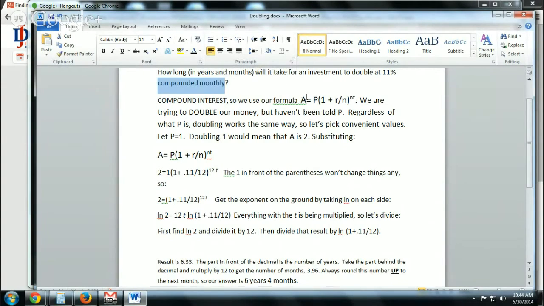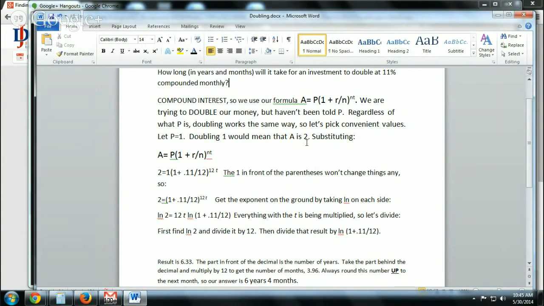So that means I'm going to use the compound interest formula that we've seen before. We're trying to double our money, but we haven't been told what P is. No matter what the P is, doubling is going to work the same way. So I'm going to pick a convenient value for P. Let's let P be the simplest thing it could possibly be. Let's let it be $1.